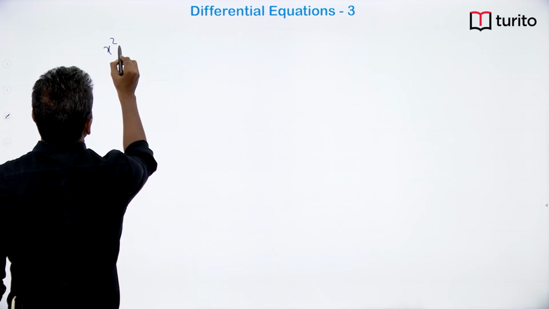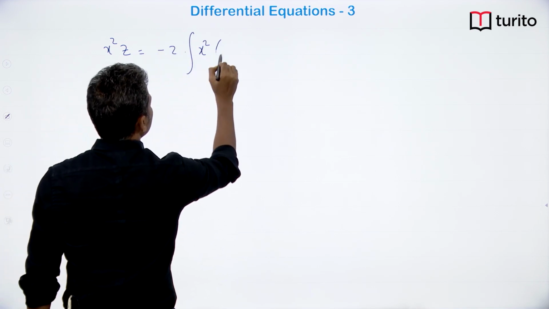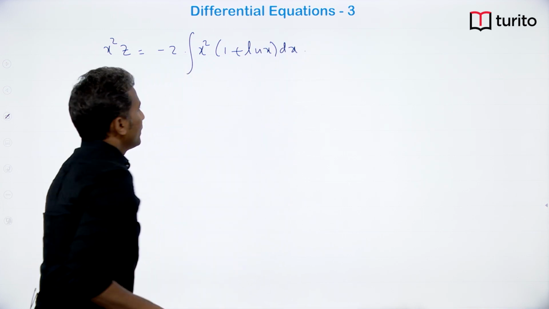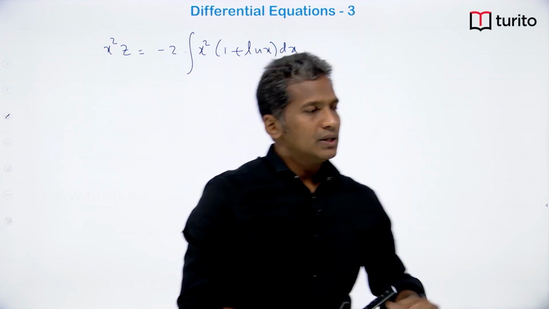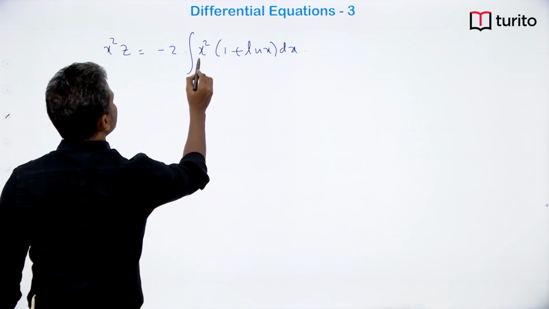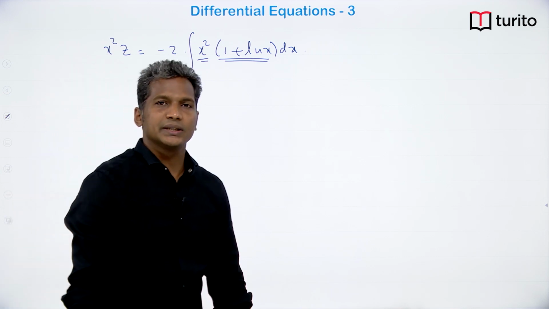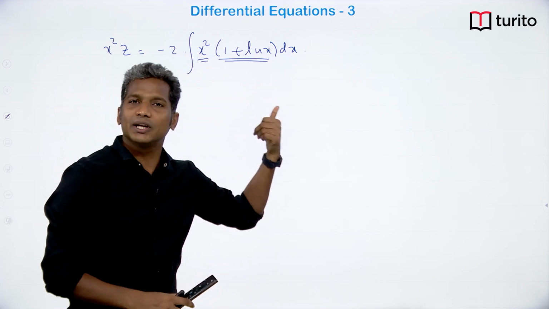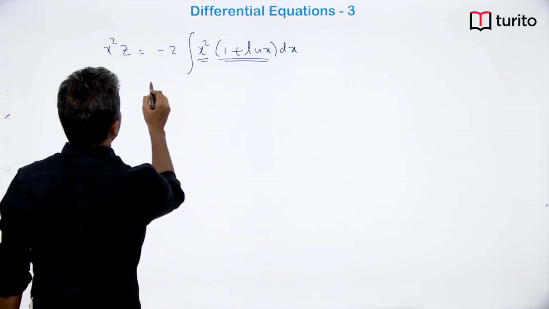So x square into z is equal to minus 2 is outside, integral of x square into 1 plus ln x dx. How do we integrate this? By using integration by parts. So here there are 2 terms. One is the algebraic function, which is the x square. The other is the logarithmic function, which is 1 plus ln x. So we integrate the algebra and we differentiate the log. You know this standard by parts method. So what do we get here?